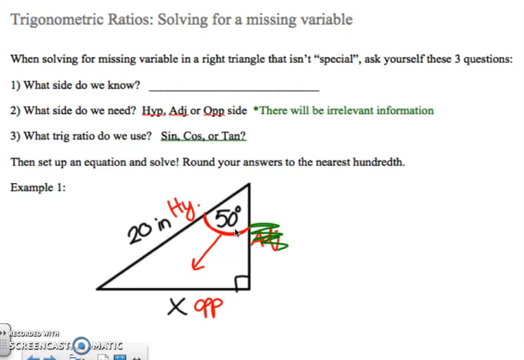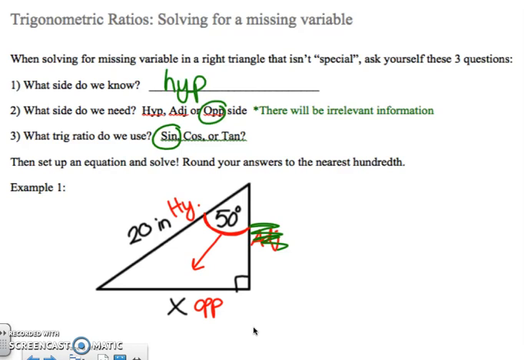Okay? So then you have to ask yourself, what trig ratio do we use? What trig ratio deals with hypotenuse and opposite? Okay, sine. So I'm going to be dealing with sine. I need to know the opposite side. Or what side do we know? We know the hypotenuse, sorry. I know the hypotenuse. I'm looking for the opposite, so I know I need to use sine.